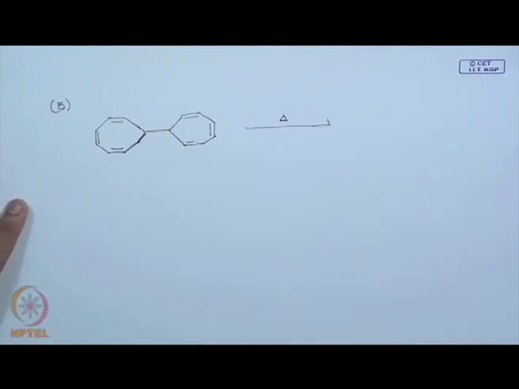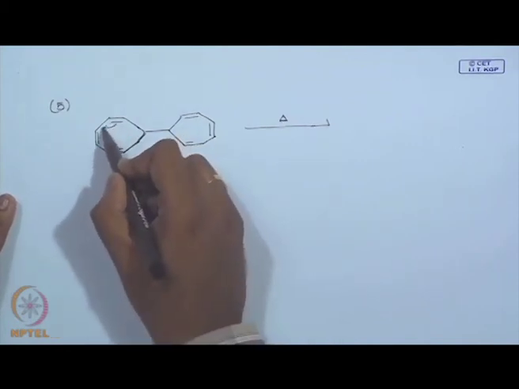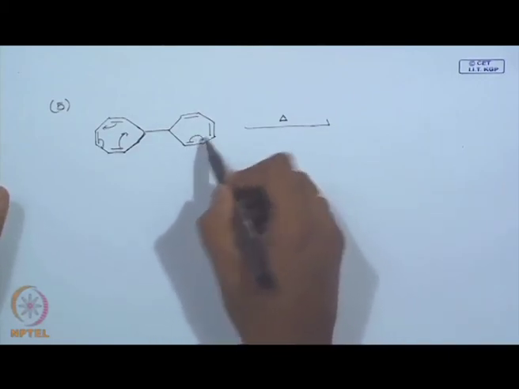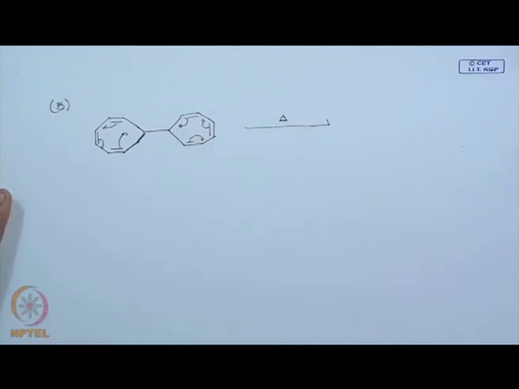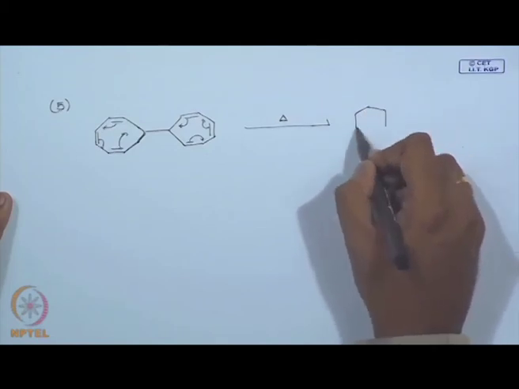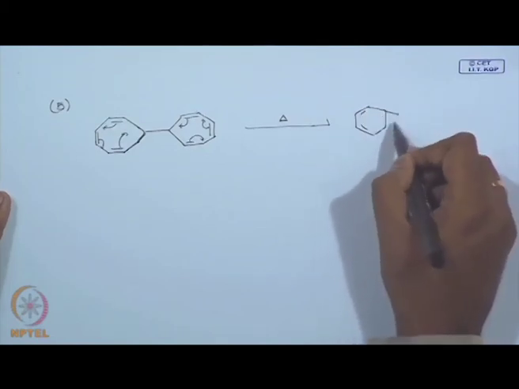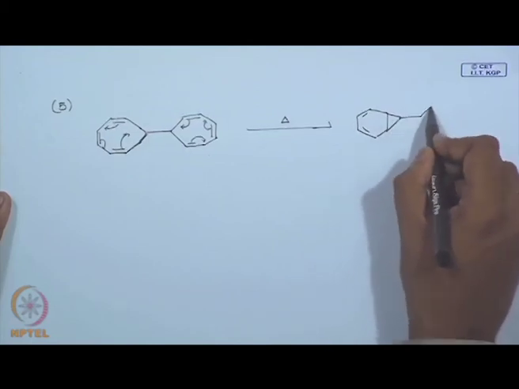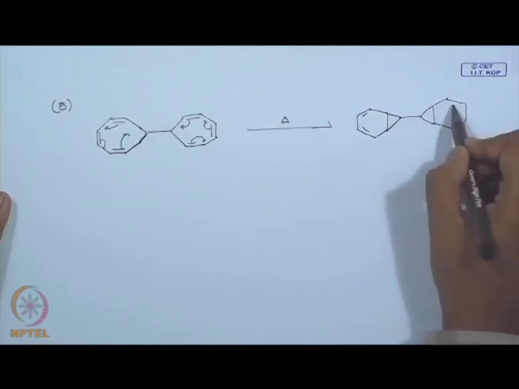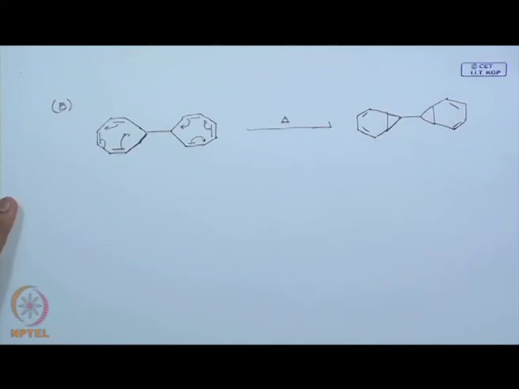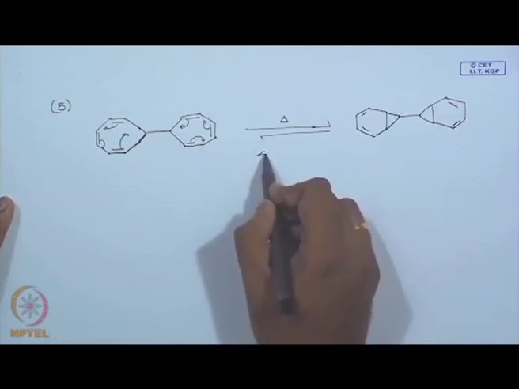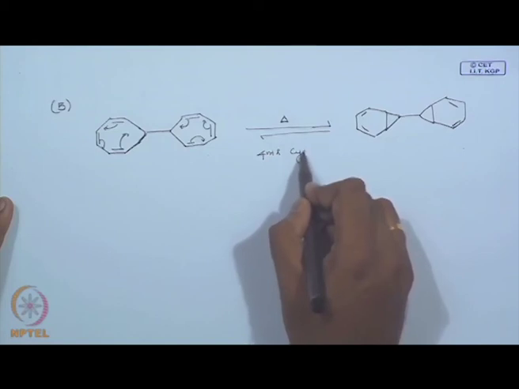So what system is it? Yes, it's a 4n plus 2 ring closure, but it's two independent systems happening together, right? So you get this nice product on heating. These are nicely reversible. This is nothing but a 4n plus 2 cyclization. Very good example.